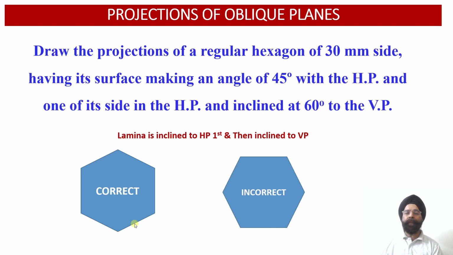Now we have been provided with the information that one of its sides which is lying in the horizontal plane, it means it is this edge we are talking about. So this edge, which lies in the horizontal plane, is further inclined at an angle of 60 degree with respect to the vertical plane. With this information, we are required to draw the orthographic projections of this regular hexagonal lamina.